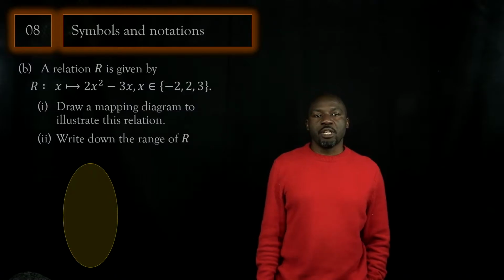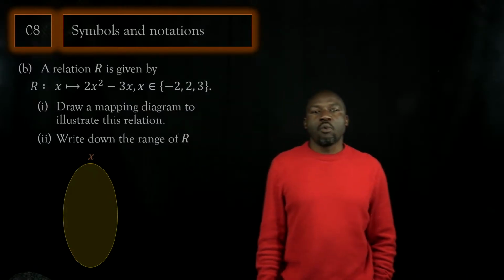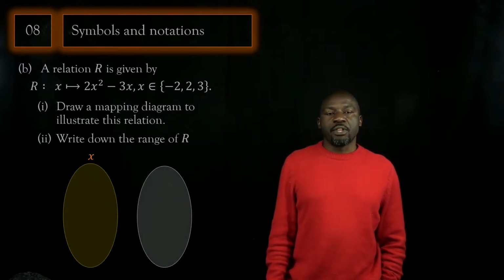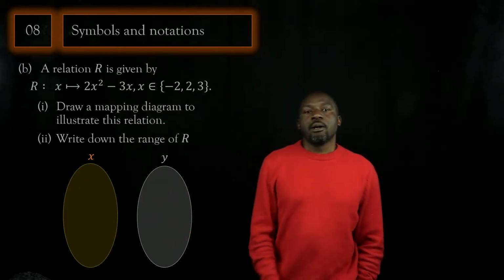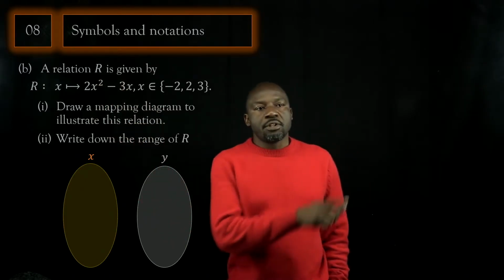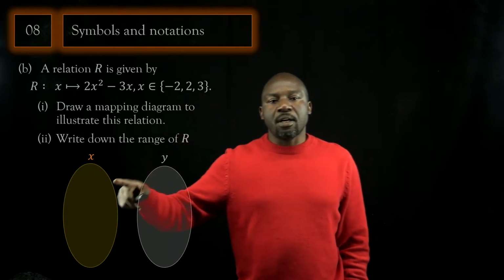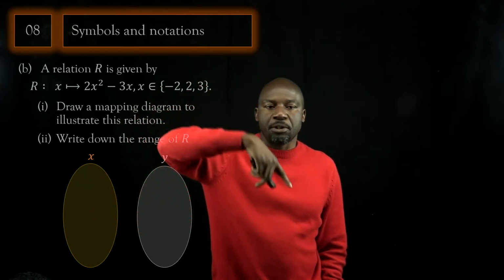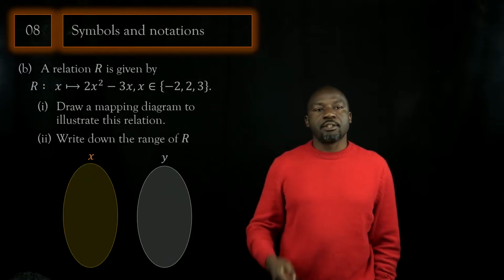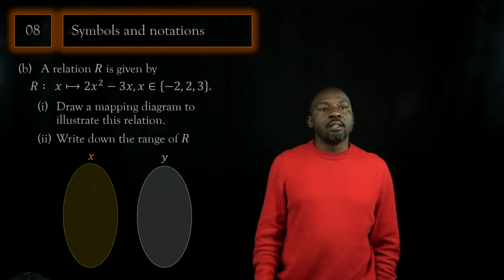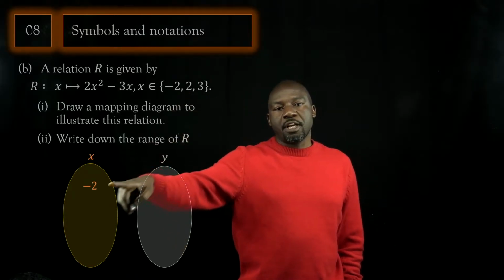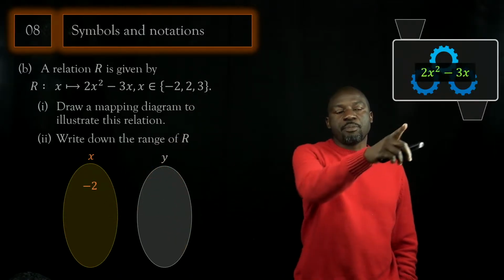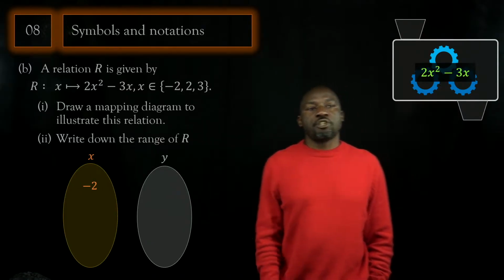To do a mapping, we need two circles or ovals, one for the input, the other for the output. One is for X, the other one is for Y. I have put some kind of a machine that we can feed our input into, to get an output. So the first element in the input is negative 2. Here is my machine with the rule on which the machine is operating.